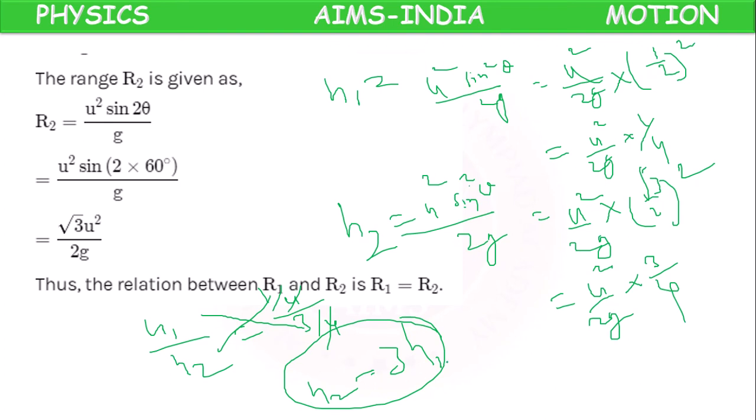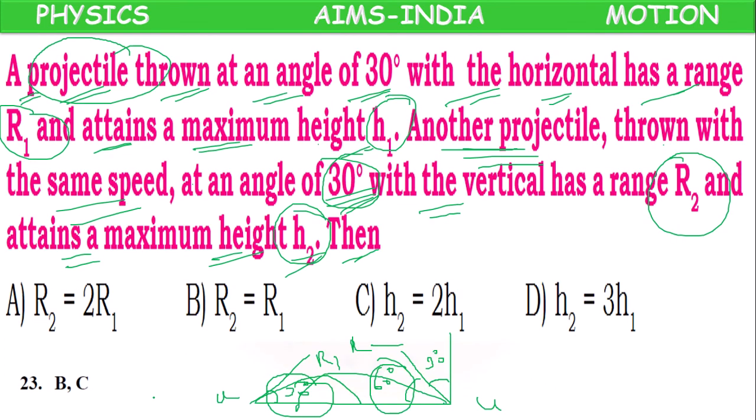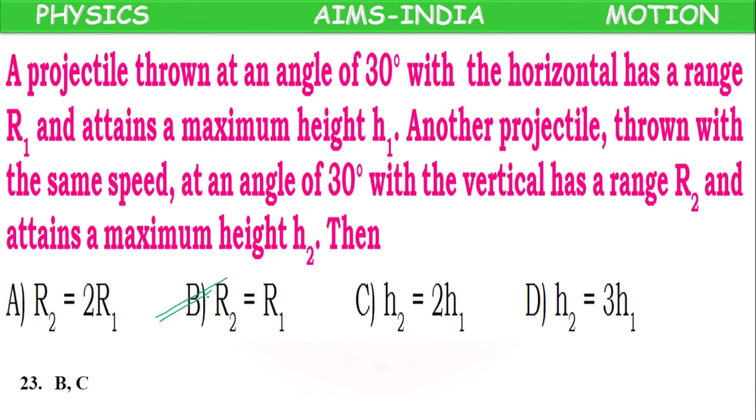So, R1 equal to R2, one relation. H2 equal to 3H1, another relation. So, here the answers are R1 equal to R2, option B. H2 equal to 3H1, option D. So, B, D, not B, C. B, D are the correct options.